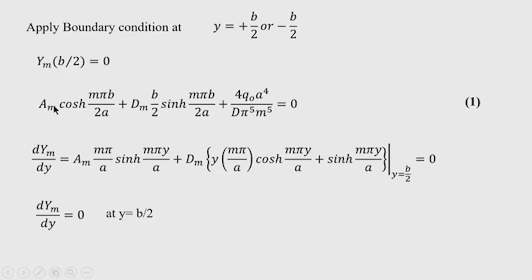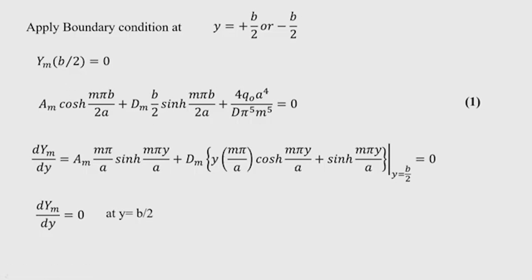So, if I apply the deflection boundary condition at y equal to b by 2, instead of y I have substituted b by 2. So, m pi b divided by 2a. Similarly, for the d_m term, the original term in terms of y was y sin m pi y by a. Now, instead of y I am putting b by 2. So, it will be d_m b by 2 sinh m pi b divided by 2a plus the particular integral due to loading.